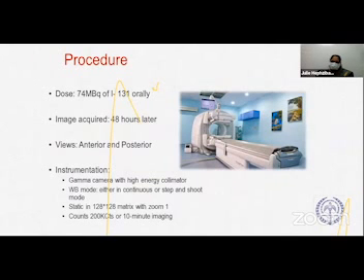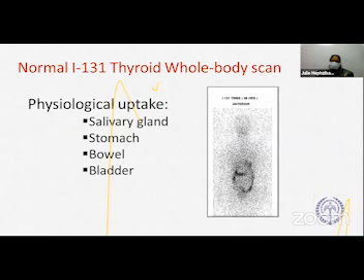Now, how do I do a whole body scan? We give about 2 millicurie of iodine 131 orally. The image is acquired 48 hours later, both anterior and posterior views under the gamma camera. Now, this is a normal physiological uptake in the salivary gland, the nasopharyngeal area, stomach, bowel, and bladder.